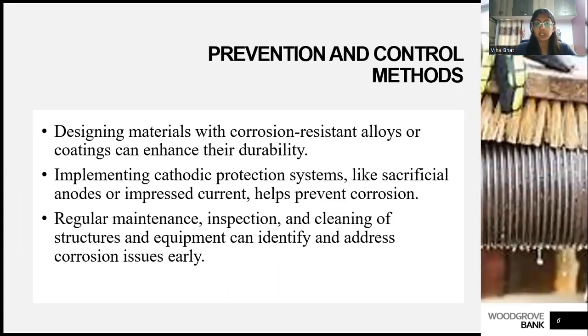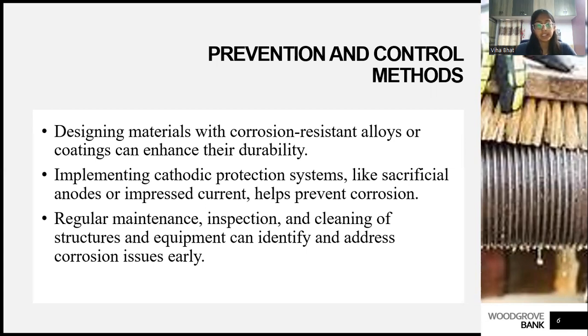Next is prevention and control methods. So how can we prevent corrosion from happening? That is by designing materials with corrosion resistant alloys. If we mix two metals together, then their durability enhances. This will prevent corrosion. Next are cathodic protection methods like the sacrificial anode method or impressed current, etc. This also helps to prevent corrosion.